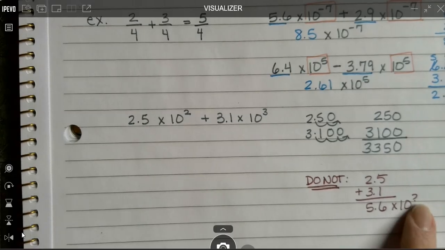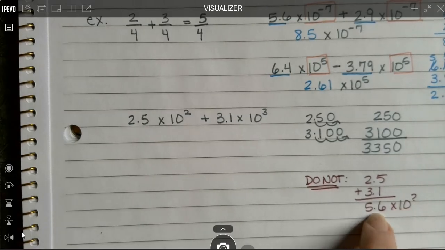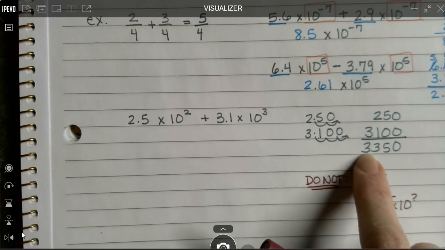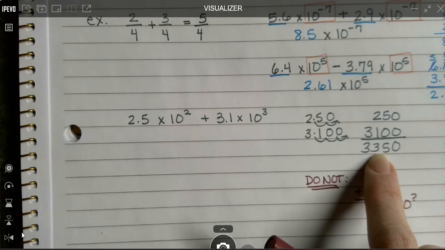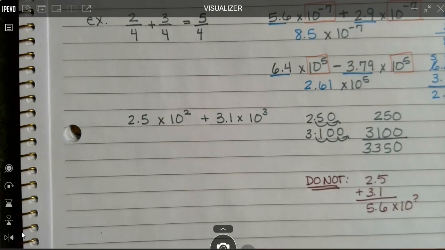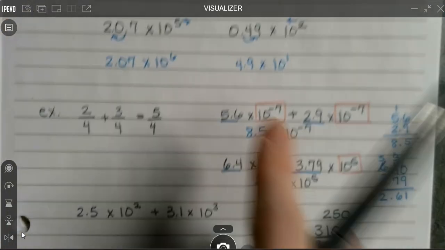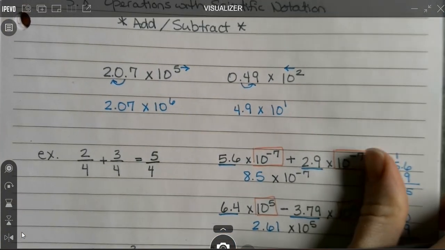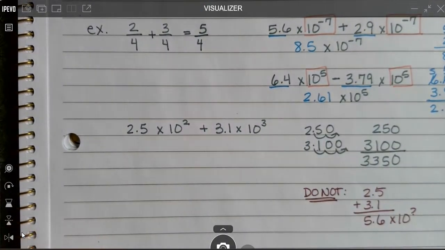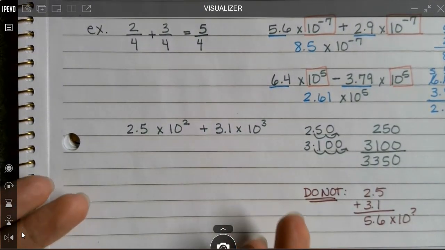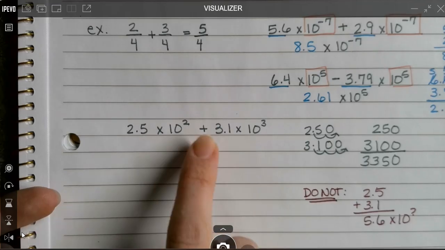So we would have an unknown power of 10 and we'd have 5.6, which, no matter what power of 10 we chose, would never get us anywhere near the actual answer of 3,350. So, in order to add these, we're going to have to do what we talked about here at the beginning. We're going to have to move our decimals so that we have the same powers of 10. You might say, well, which one should I move? Should I move this power of 10 or this power of 10?